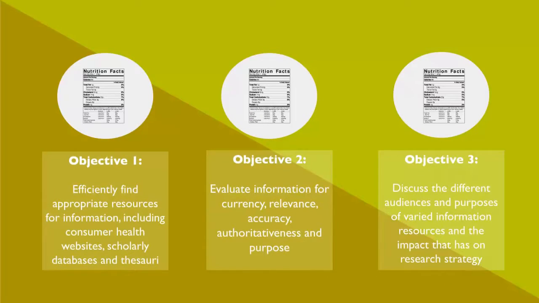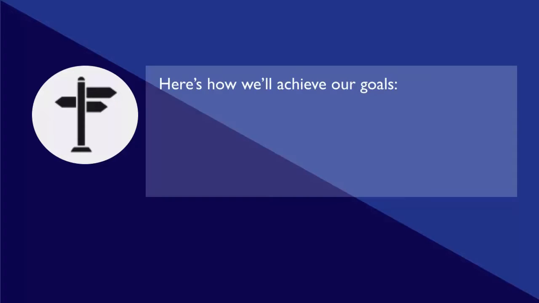At the end of this lesson, students should be able to efficiently find appropriate resources for information, including consumer health websites, scholarly databases, and thesauri, evaluate information for currency, relevance, accuracy, authoritativeness, and purpose, and discuss the different audiences and purposes of varied information resources and the impact that has on research strategy. We'll achieve these goals by researching a topic together.